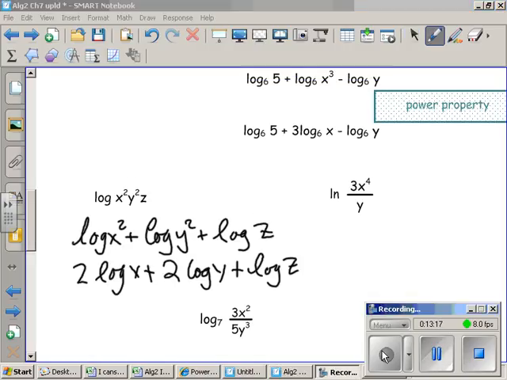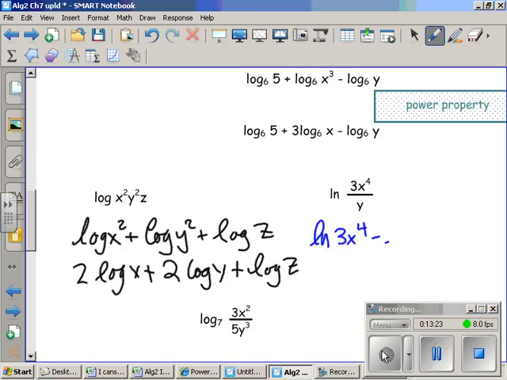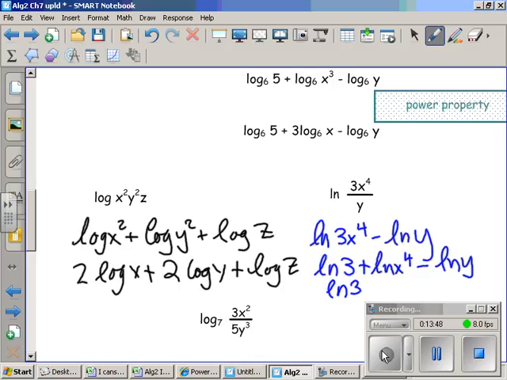Your first step is to do natural log of 3x to the 4th minus natural log of y, right? Now, aren't these two things being multiplied? So I can change this to natural log of 3 plus natural log of x to the 4th minus natural log of y. And then the last step would be to move that 4 out front. Is that an equal sign or a subtraction? Subtraction. Natural log of 3 plus 4 times natural log of x minus natural log of y. Okay?